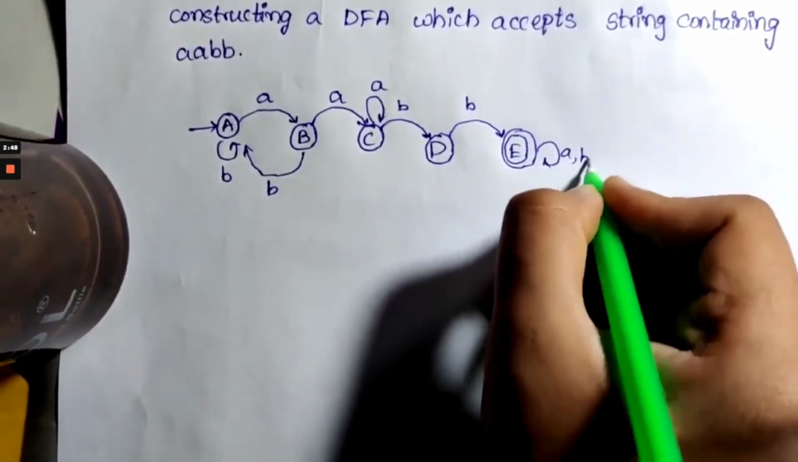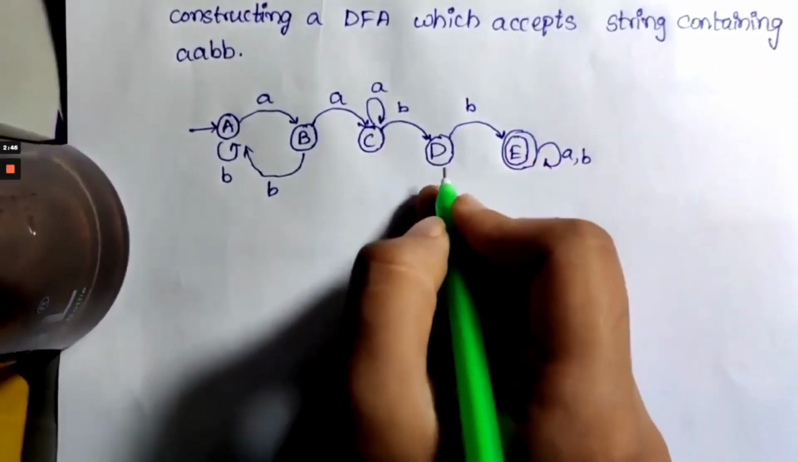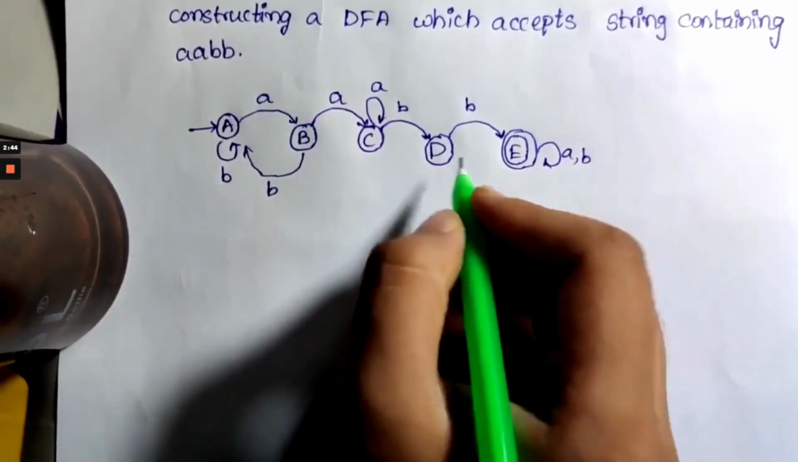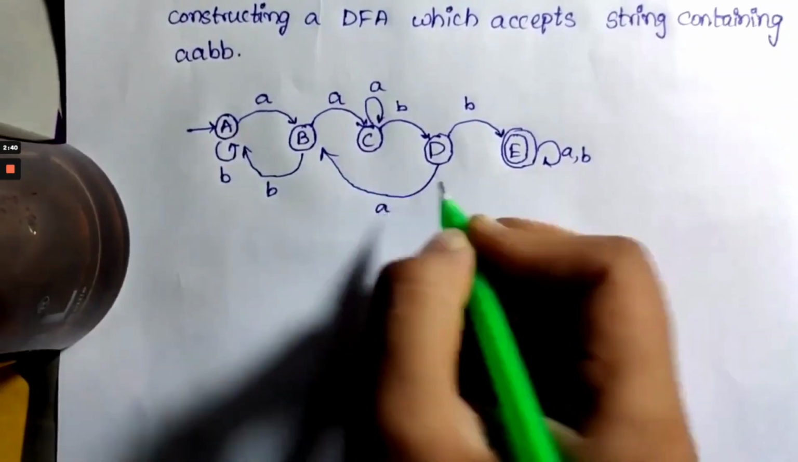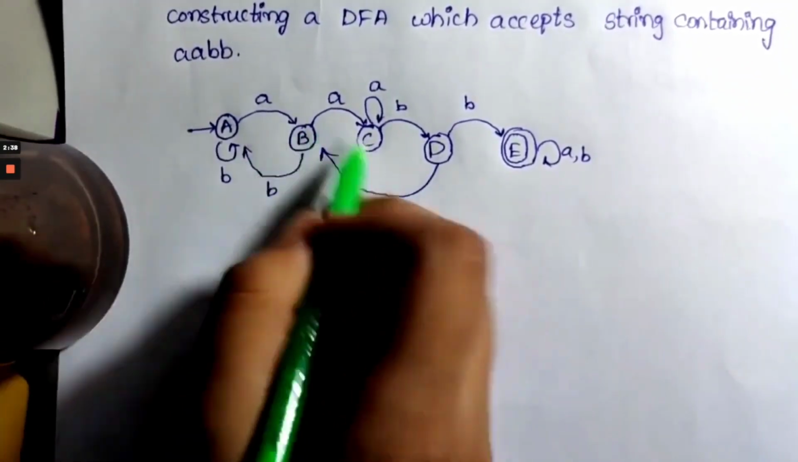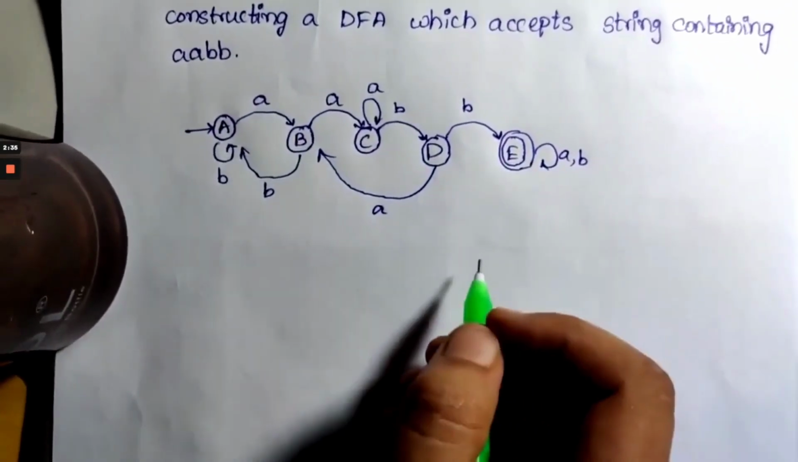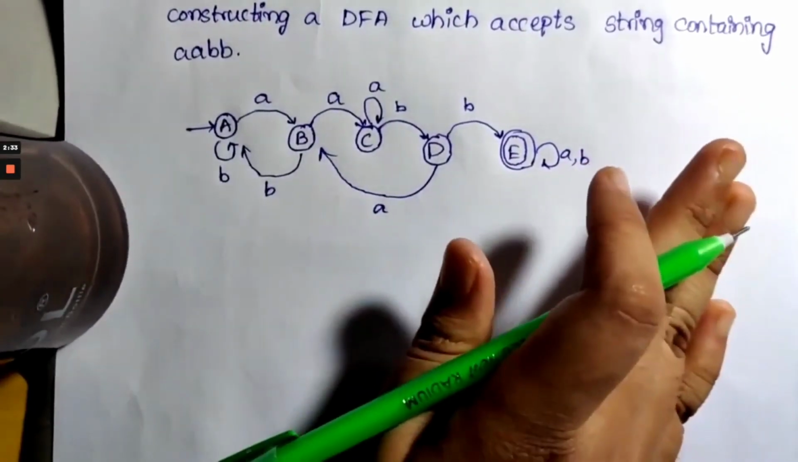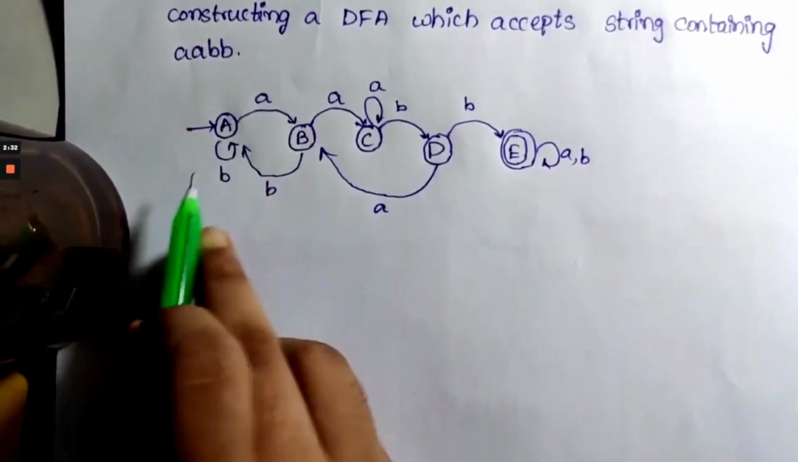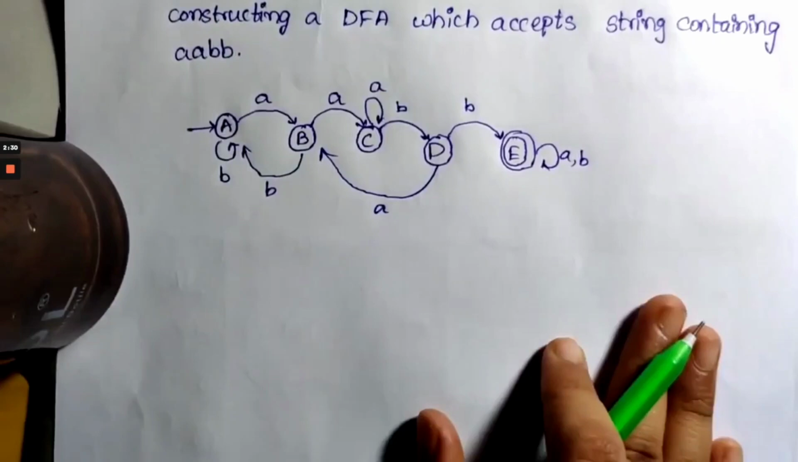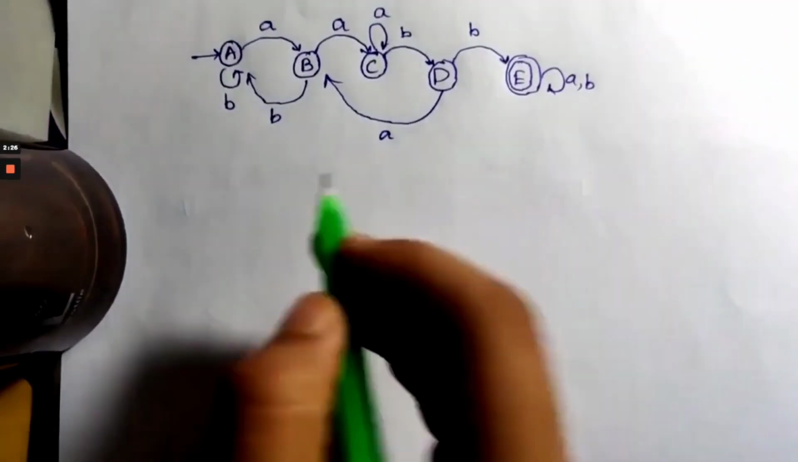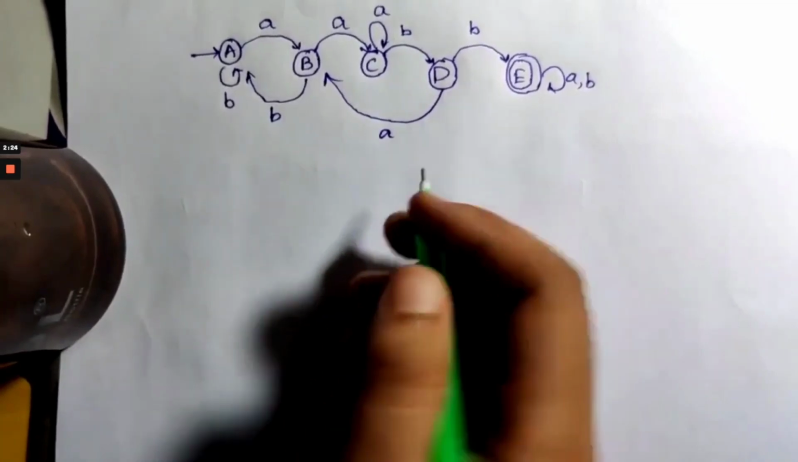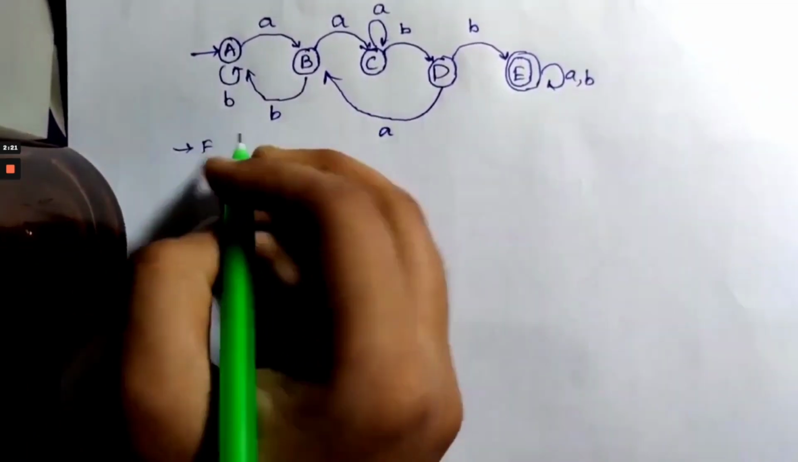At E, A or B is the input means it will be remaining in the same state, final state E. So if A is the input at D, then it will reach as the B, because at that we can start our cycle AABB again. This is our final DFA, but this is not what we want. So we want a DFA which does not accept a string having AABB, but this accepts.